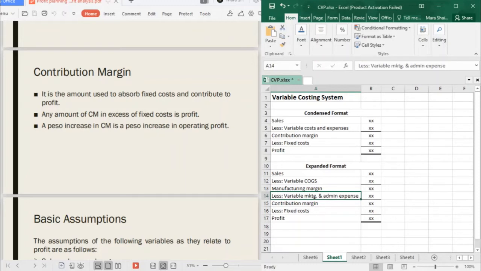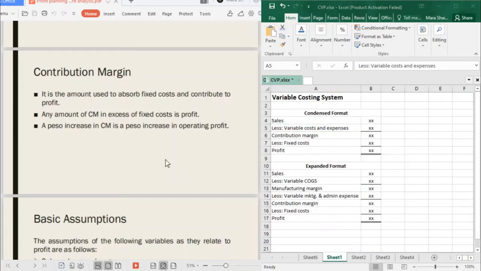Like for example, your sales commissions, right? Those are your variable marketing expenses or admin expenses. So that, you would still arrive at the contribution margin. So what this means is that variable costs are those included in your cost of goods sold and those included in your marketing and admin expenses that are variable. Again, variable marketing and admin expenses. So, don't confuse yourself. Now, in our discussion we will focus on the condensed format.